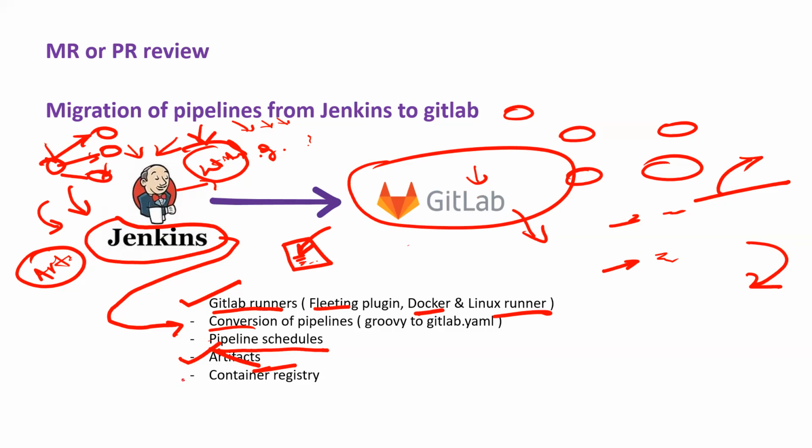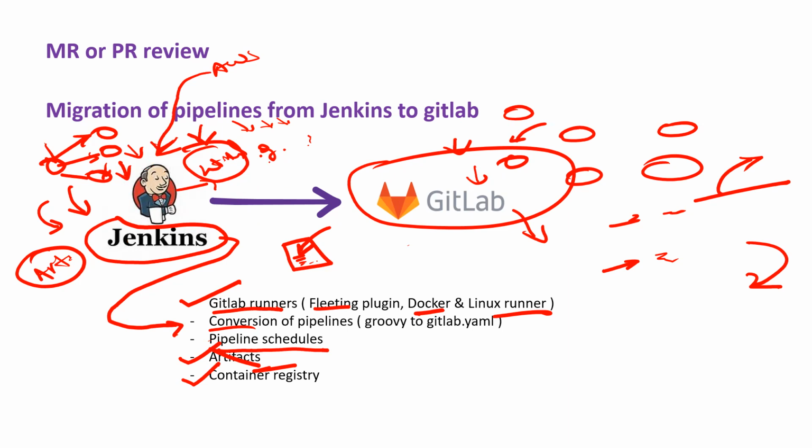And the next one is very important, container registry. In Jenkins, we can use Docker as agents. Here also in GitLab, we can use a Docker image and container as an agent. And whatever Docker images we were using in Jenkins, we used to keep in AWS ECR. So whenever a pipeline is started, it will pull the image from AWS ECR and the build will be executed.